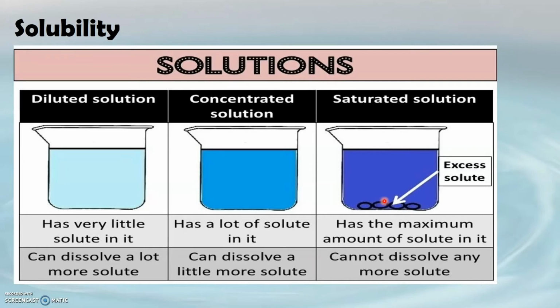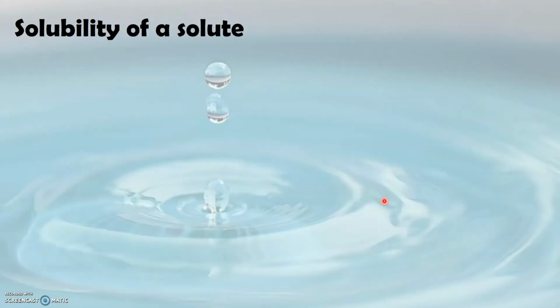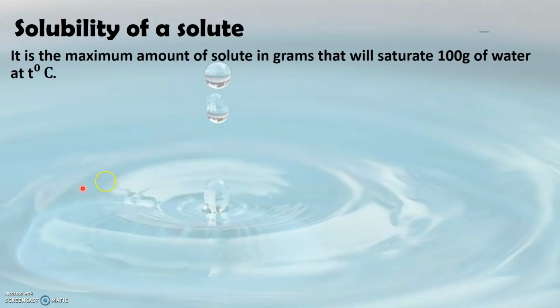Now let us see what is solubility. Solubility is the maximum amount of solute dissolved in a solvent. Or in other words, solubility is the maximum amount of solute, taken in grams, that will saturate 100 grams of water at a temperature of T degrees Celsius.